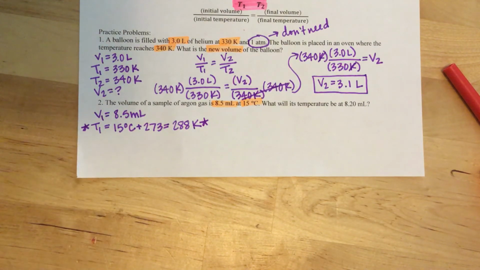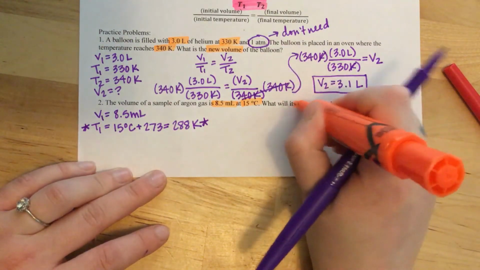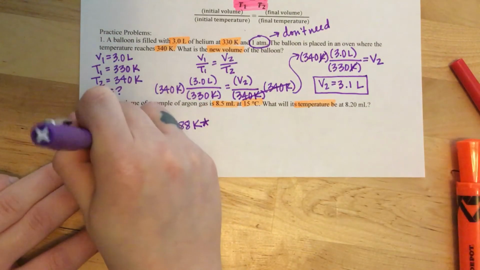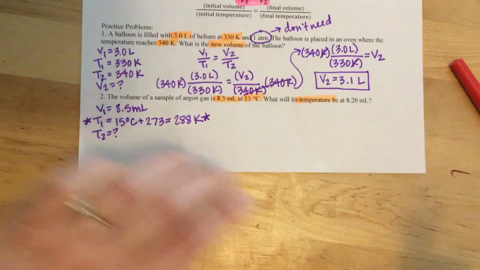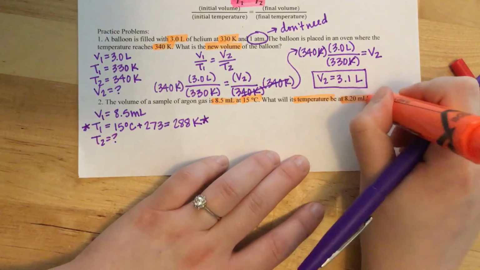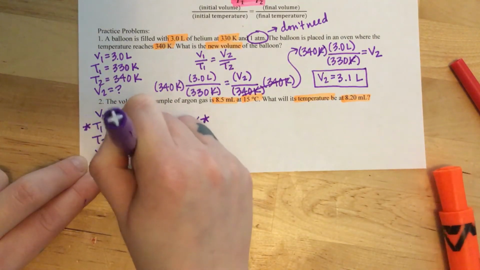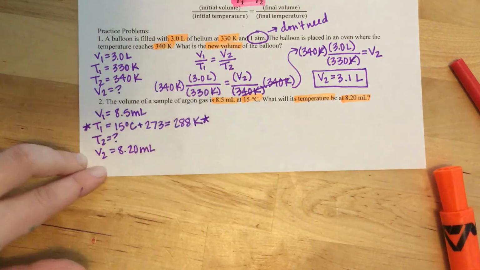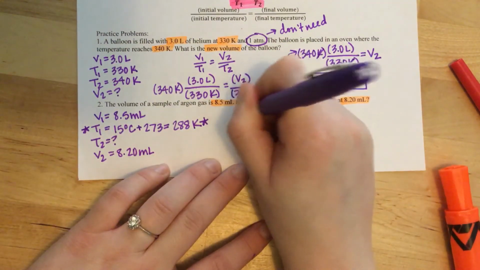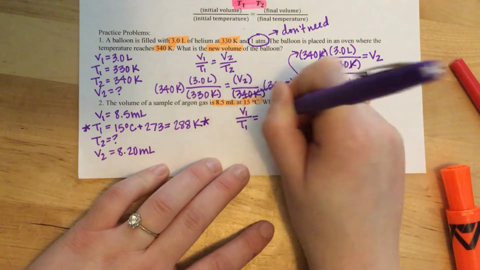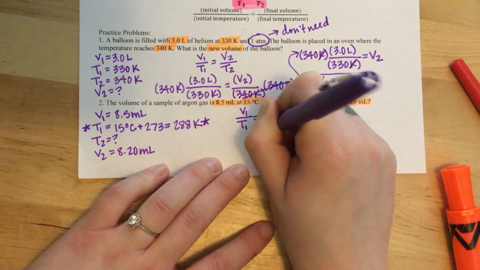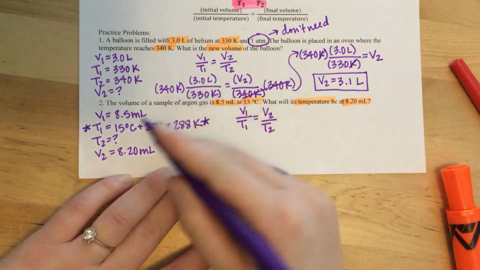Okay, then it says, what will its temperature be? So T2 is what we're looking for, if we change the volume to 8.20 milliliters. So V2 then is 8.20 milliliters. Again, then we just plug it in. So V1 over T1 equals V2 over T2. Plug it in and solve.